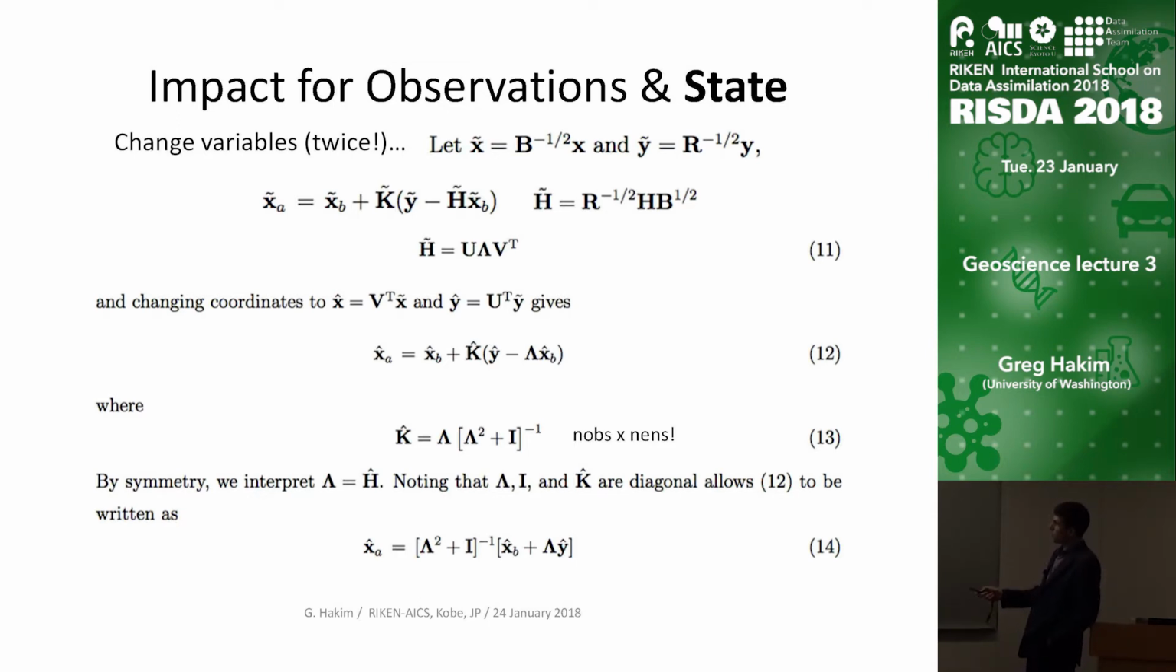By symmetry, we note that where we usually find the observation operator on the prior and the innovation, we again find the singular value matrix. So we can think about that as the observation operator in this purely diagonal space.